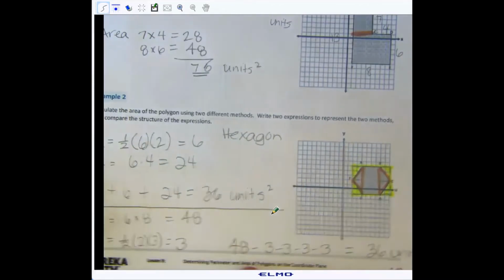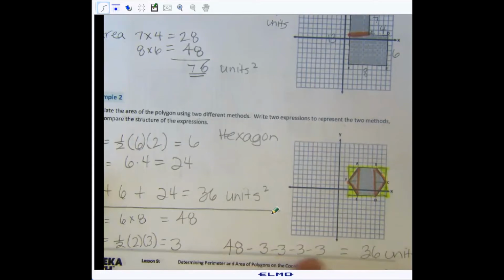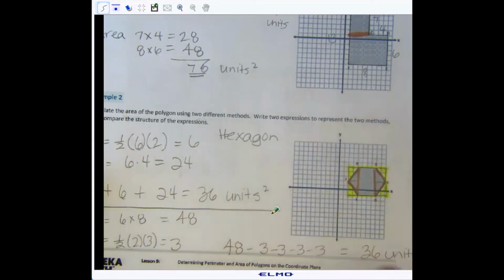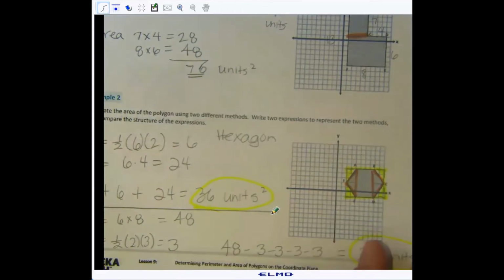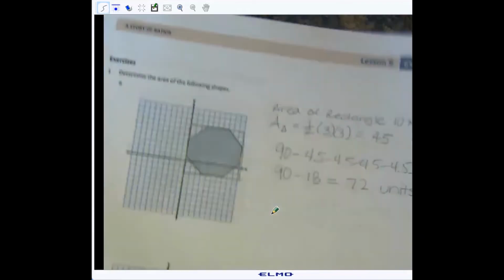See, look what I did here. I took the area of my rectangle, which I know is 6 by 8. You can count. So 48, and I take away 3 four times, because for each one of those triangles, and I get the same answer, 36 square units here and 36 square units here. So I've found the area 2 different ways, and I think that's kind of fun to look at it in those ways. It's like a puzzle.